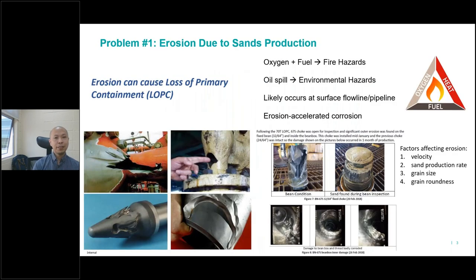All right, my first encounter with sand production started 20 years ago when I was still working with Total Indonesia. At the time, we were operating one of the largest gas fields in Indonesia, offshore Kalimantan. We were producing around 2.6 billion scf of gas every day.